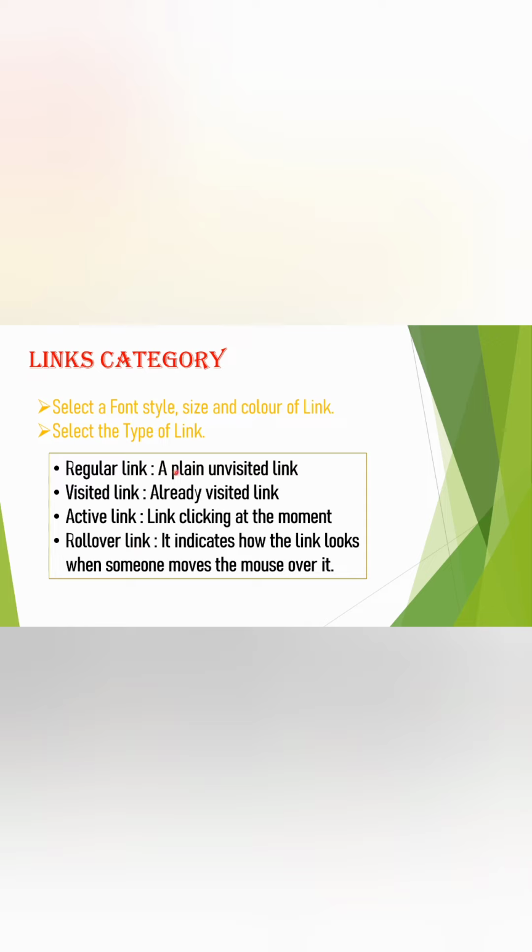Regular link means that it is plain, and visited link means that it is an already visited link. Active link means the link that is being clicked at the moment, and rollover link indicates how the link looks when someone moves the mouse over it.